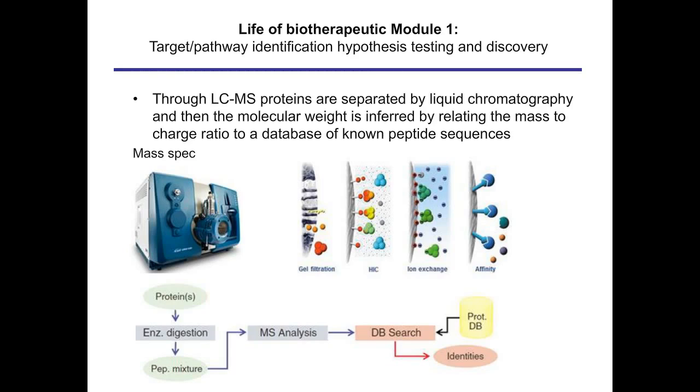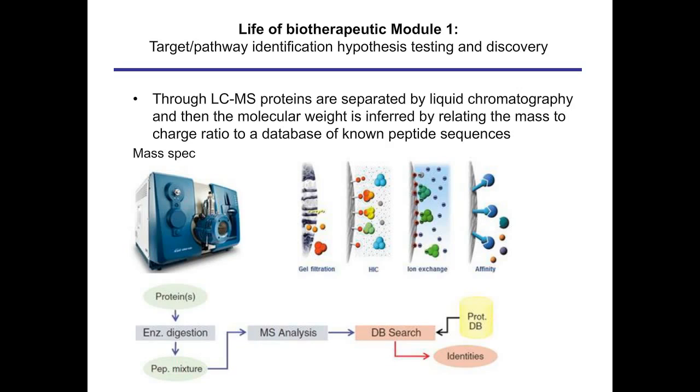Other methods for chromatography are gel filtration, where proteins are separated by size, ion exchange, where proteins are separated based on their charge, or affinity, such as protein A, where a specific protein is immobilized on a column surface and then used to specifically pull out proteins based on affinity.